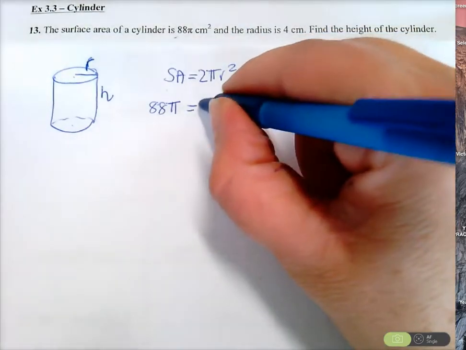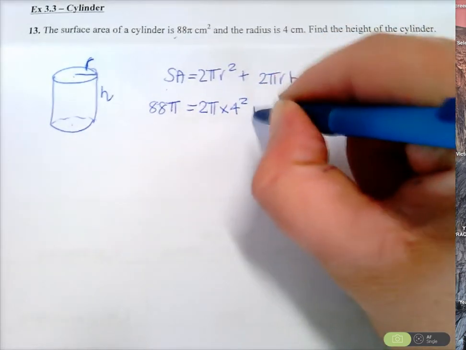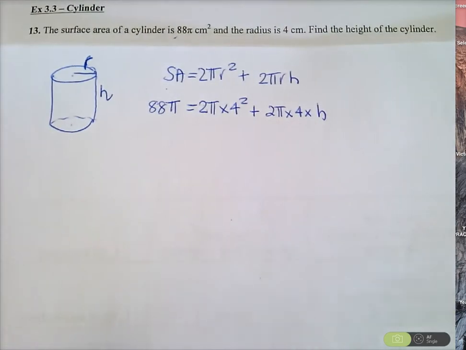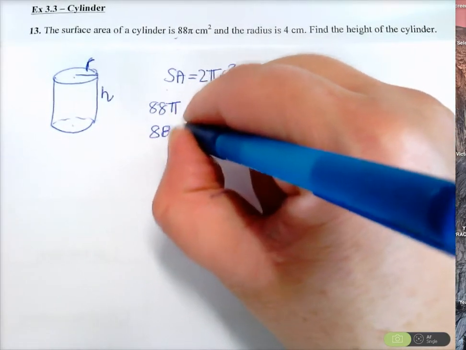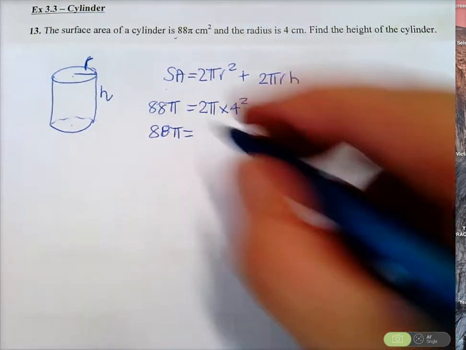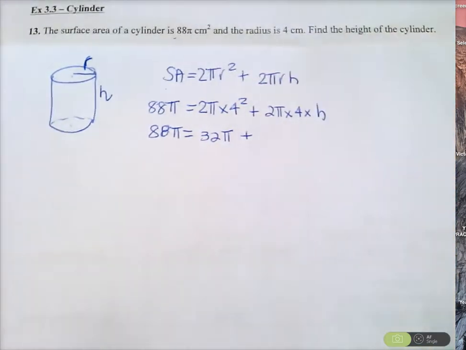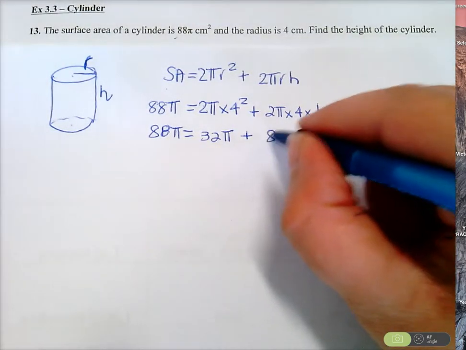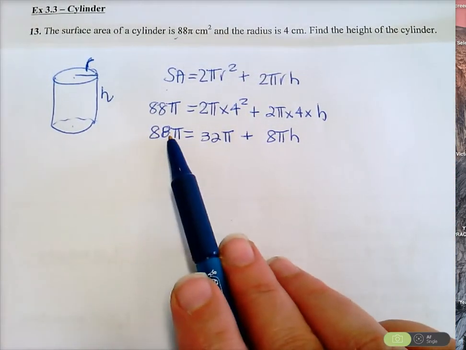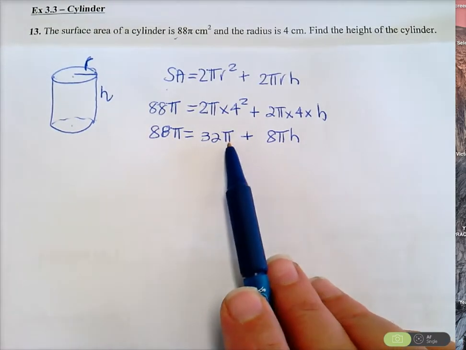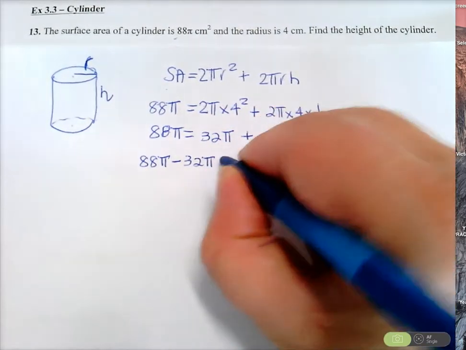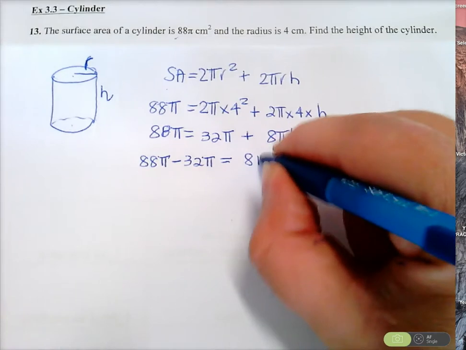So we know that the radius is 4, so it's 2 pi times 4 squared plus 2 pi times 4 times h. We get that? So therefore 88 pi: 4 squared is 16, 16 times 2 is 32 pi, plus 8 pi h. What are the like terms? 88 pi and 32 pi are like terms. So 88 pi minus 32 pi, and then 8 pi h.